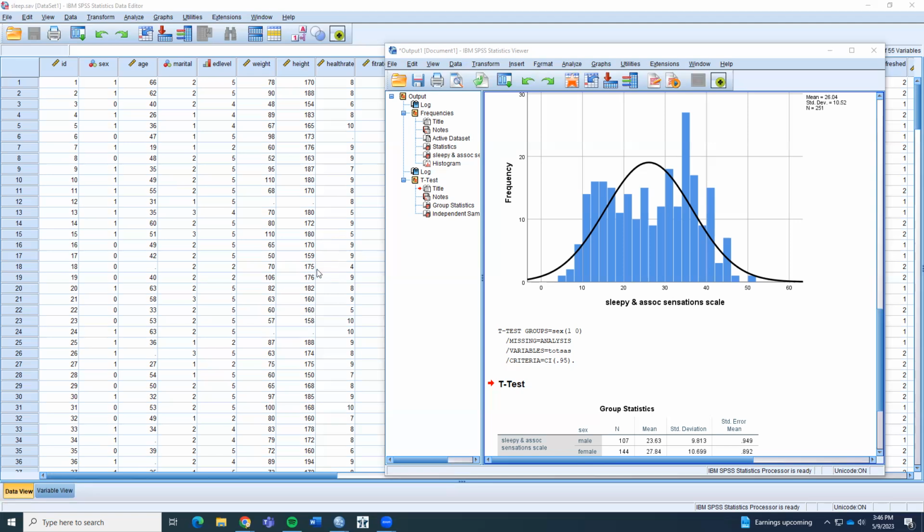So first, we need to check for assumptions. There are 5 assumptions. The first one is, is the dependent variable measured at an interval or ratio level on a continuous scale? And yes, the answer is yes. Is the sample chosen randomly? And we are assuming yes.